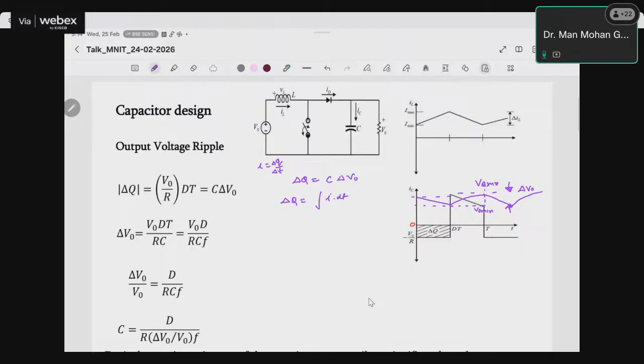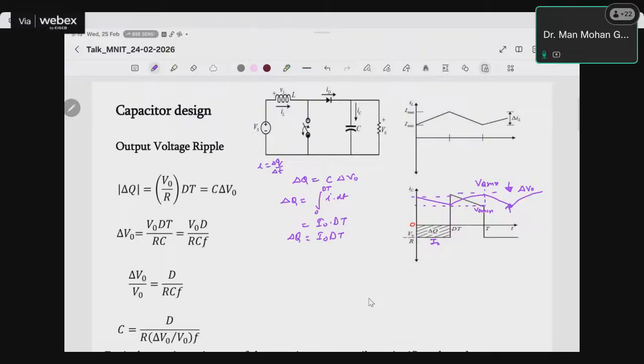If I want this from the period 0 to DT, the area under this curve will give me the charge which is discharged, which is fed to the load. So I can write this equation, or I can directly find the area. This area is I naught into DT, because this current is I naught, base into height. So I naught DT is that del Q, right?